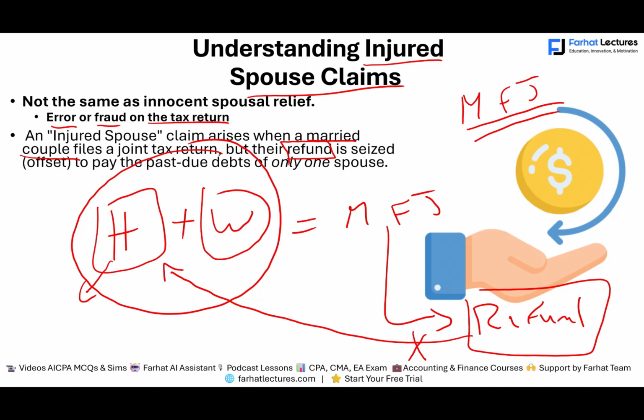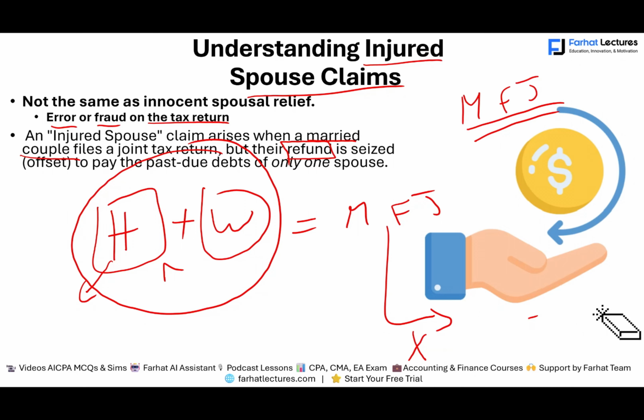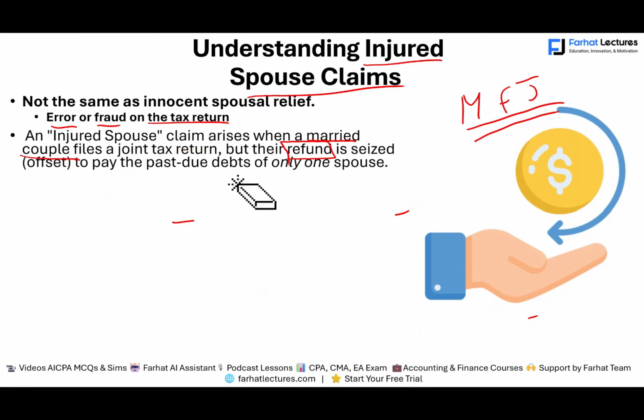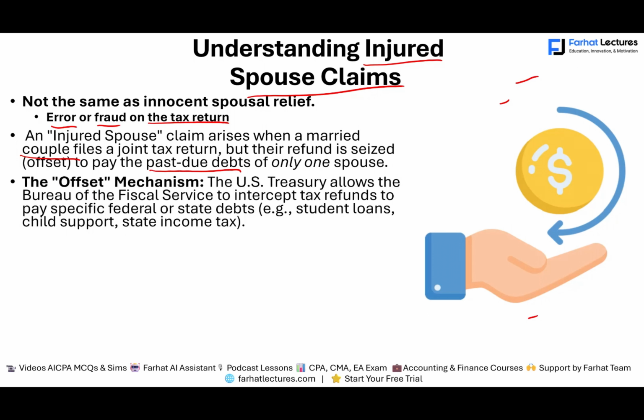Therefore, what we have here is an injured spouse. In this situation, the injured spouse is the wife. Why? Because part of the refund is hers, or maybe the full refund is hers, but because she's filing with her husband and her husband owes, the government has this offset mechanism to take the refund, in a sense hijack the refund, because of past due debt for only one spouse. Here we're going to assume that the husband is the person that owes the money. So this is called an offset mechanism.